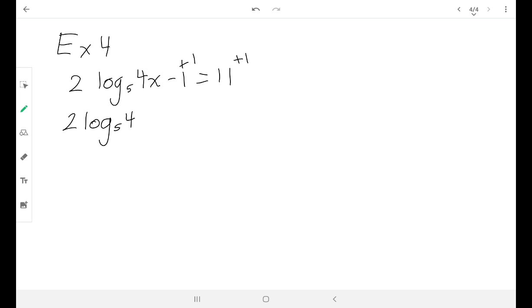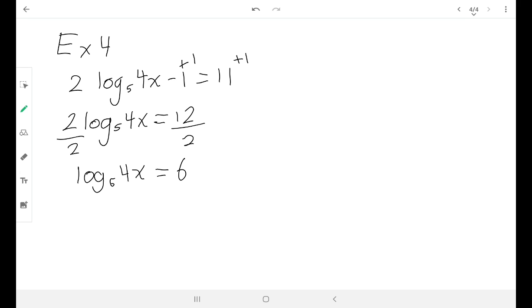Let's do another one. And let's solve a logarithm equation here. Let's have 2 times log base 5 of 4x minus 1 equals 11. And what we're going to do is we're going to add 1 to both sides here. We'll have 2 times log base 5 of 4x equals 12. And what I'm doing is I'm getting the logarithm by itself. So now I'm going to divide by 2 on both sides and have log base 5 of 4x equals 6.